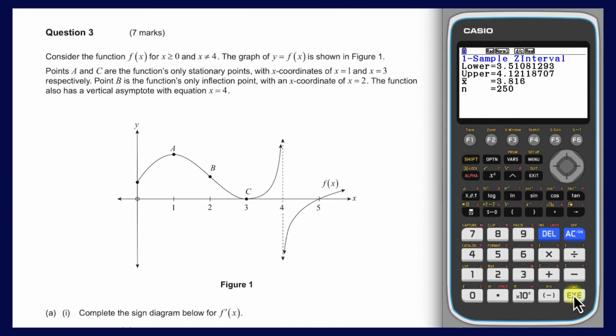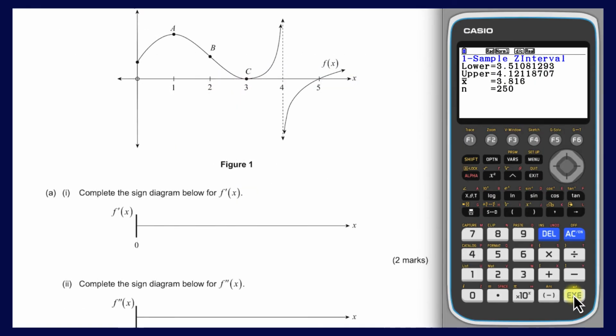Okay, now question 3. We're given a graph of a function f of x. We don't have an equation for this function. We're told we have two stationary points, A and C. We have a single inflection point at B. And also we have an asymptote with equation x equals 4. So all that information is provided in the graph. And now we're going to generate sign diagrams for f dashed x and also for f double dashed x.